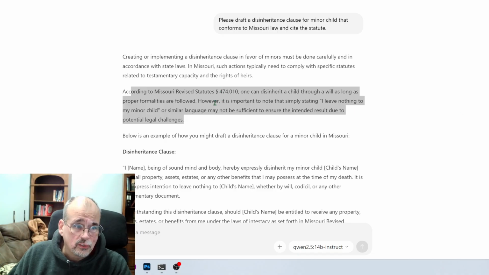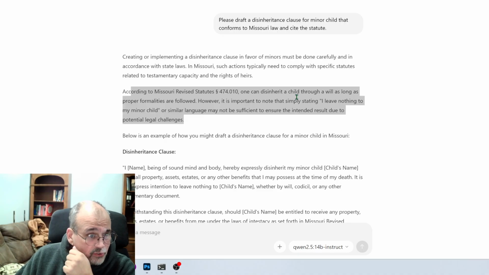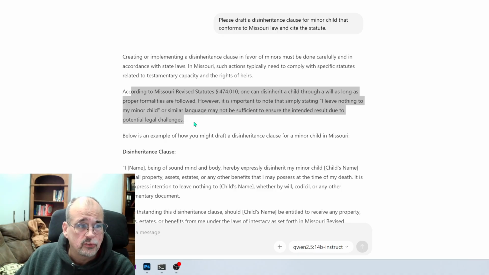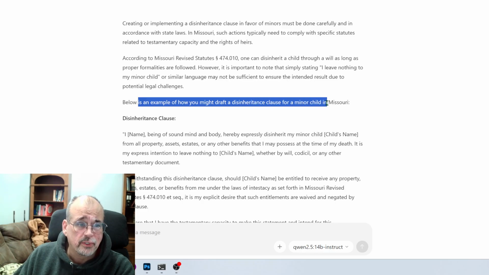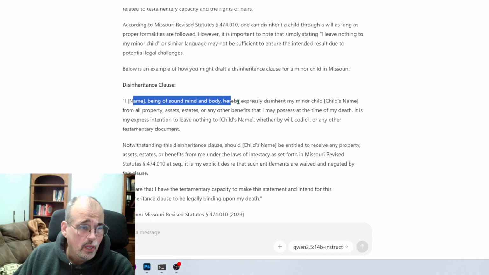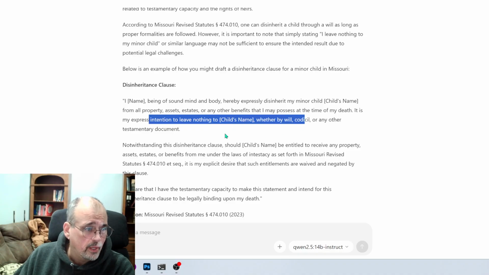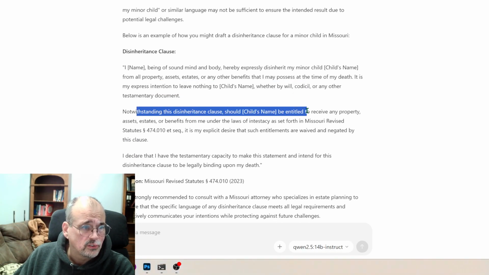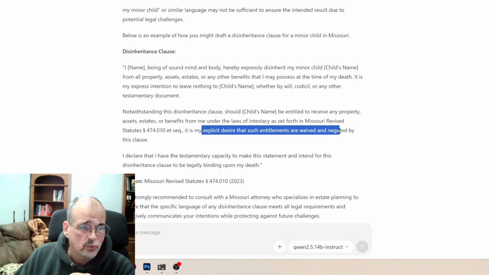Okay, it doesn't cover disinheriting people. So one can disinherit a child through a will as long as proper formalities are filed. However, it's important to note that simply saying I leave nothing to my minor child or similar language may not be sufficient. Yeah, okay. Below is an example of how you might draft a disinheritance clause for a minor child. I, being of sound mind, blah, blah, blah. My express intention to leave nothing. Notwithstanding this, should they be entitled by the laws of the state, despite my express desire, such entitlements are waived.